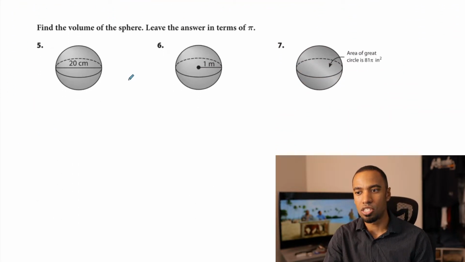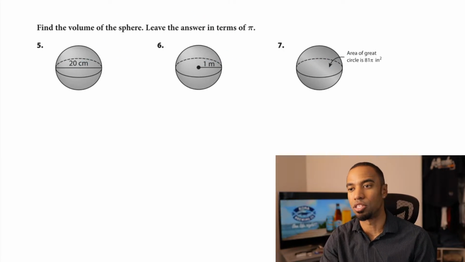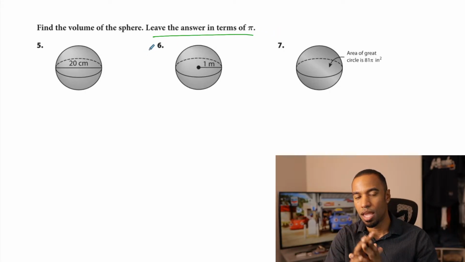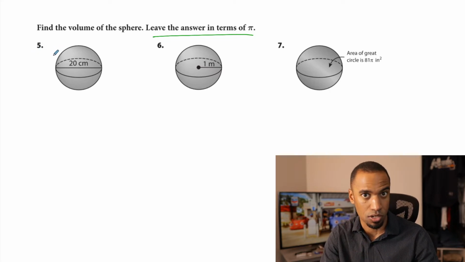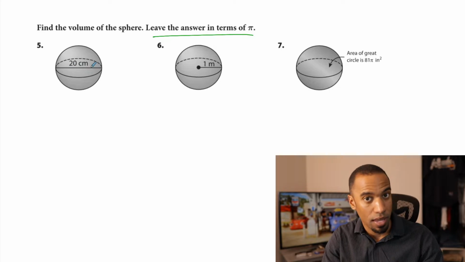The next three are very same-ish. We have diameter, radius, and this time area of the great circle, but this time we're going to leave our answer in terms of pi. So I'm going to leave pi out of my calculations, and I'm going to insert pi into the answer, if that makes sense. You'll kind of see it here. All right, 20 centimeter radius.